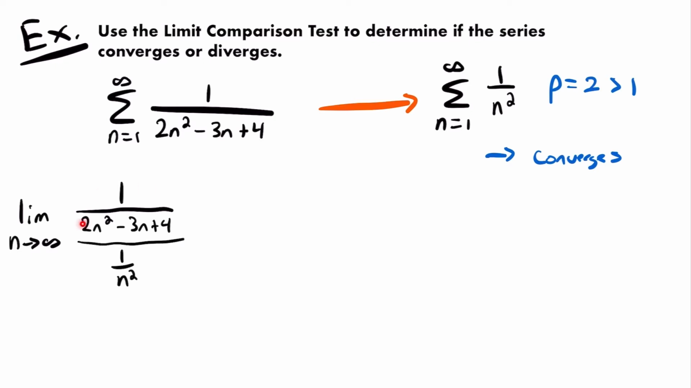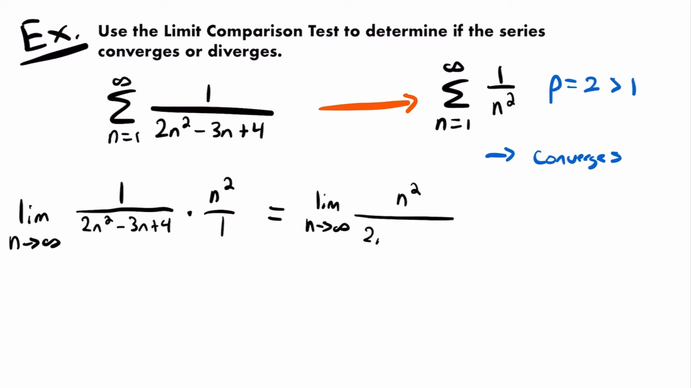We have the expression from our original series divided by the expression from our comparison series. In this case, we're dividing by a fraction, and that's the same as multiplying by the reciprocal of that fraction. So instead of dividing by 1 divided by n squared, let's multiply by n squared divided by 1. If we simplify, this is equal to the limit as n approaches infinity of n squared divided by 2n squared minus 3n plus 4.